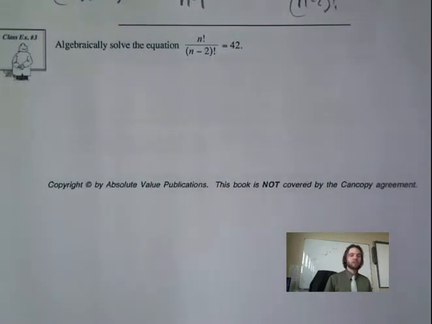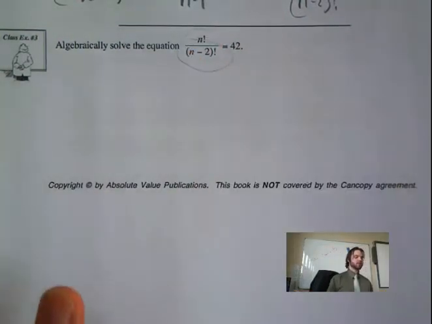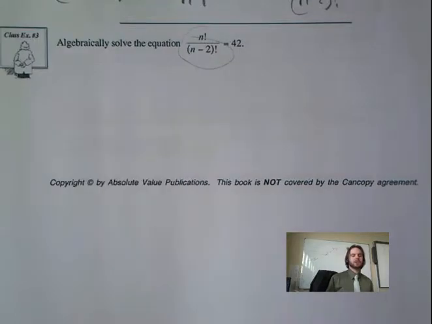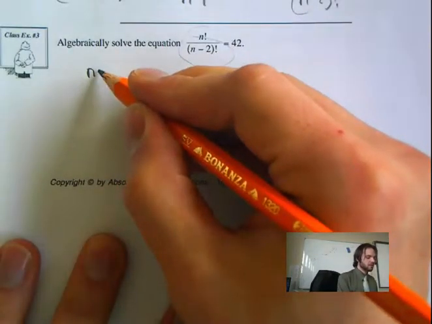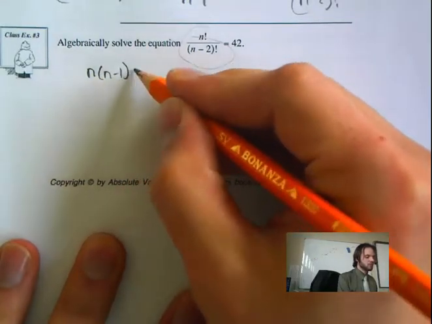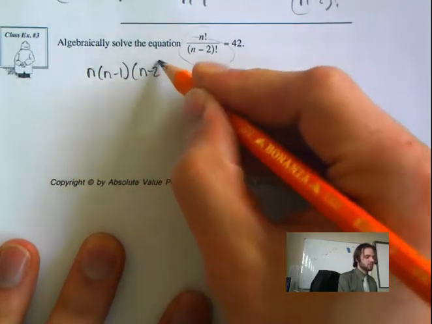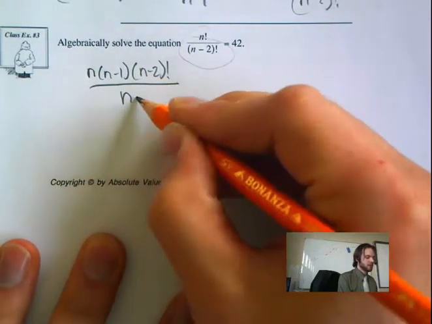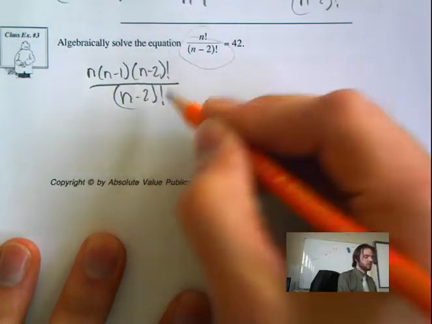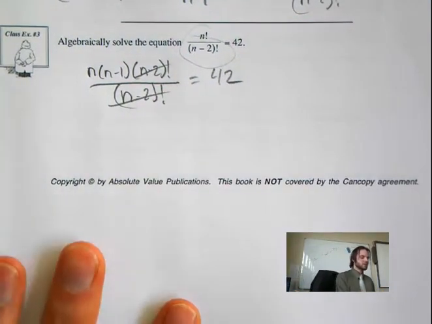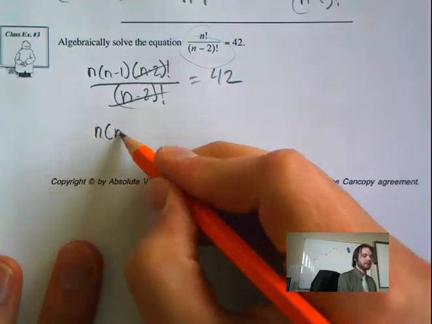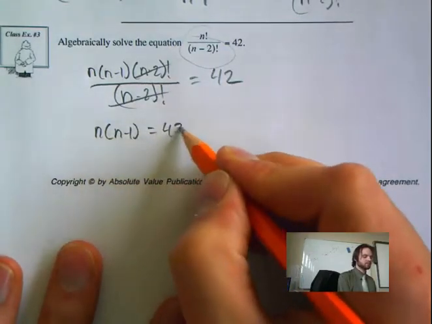All right. Now the next one is: algebraically solve this equation. So let's take a look at this. I'm going to try and simplify first. Which is bigger, n or n minus 2? n is bigger than n minus 2. So we have n multiplied by n subtract 1, then multiplied by n subtract 2 factorial, all over n subtract 2 factorial. So these could cancel off, and that's equal to 42. So I'm left with n multiplied by n subtract 1 is equal to 42.